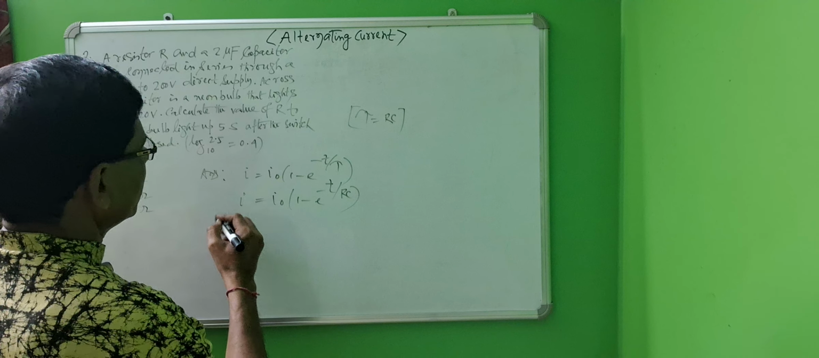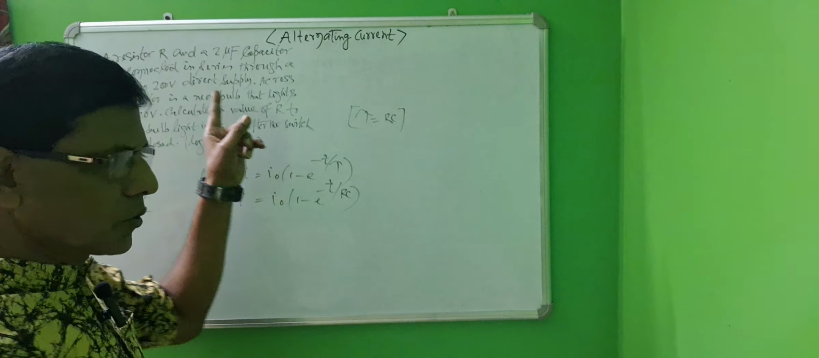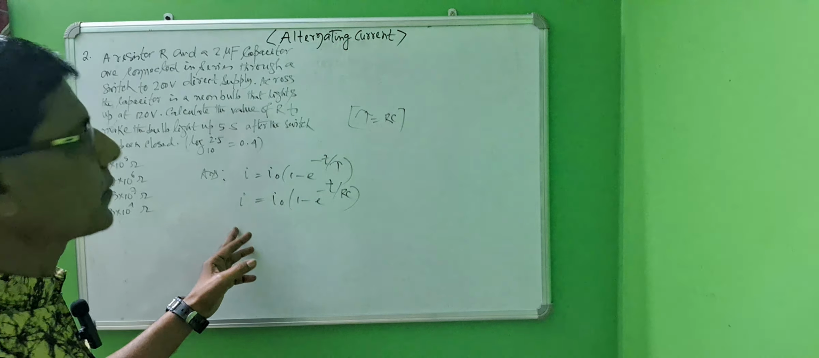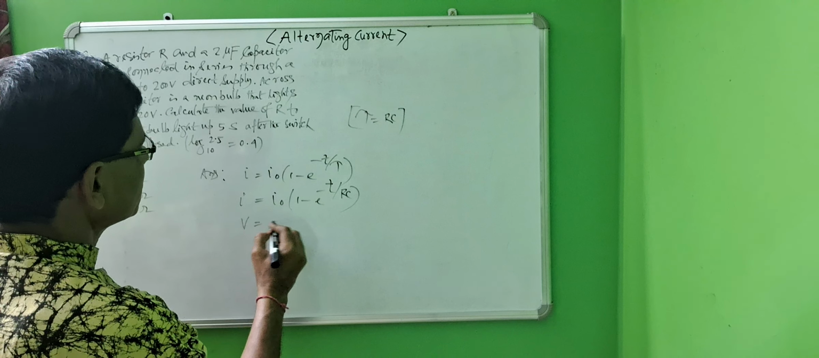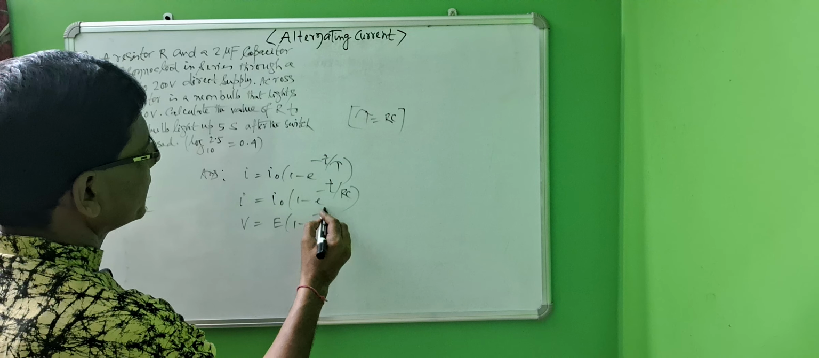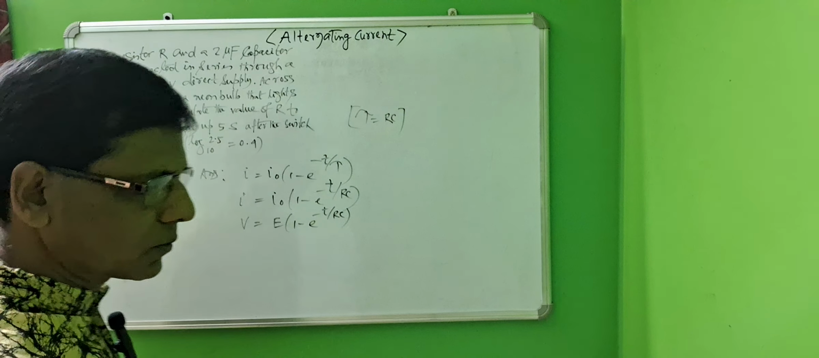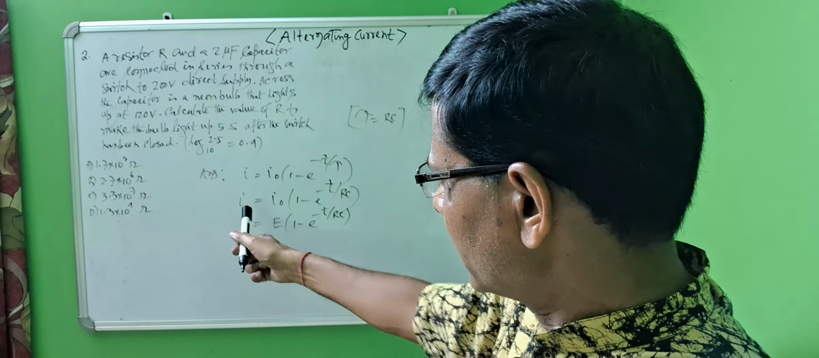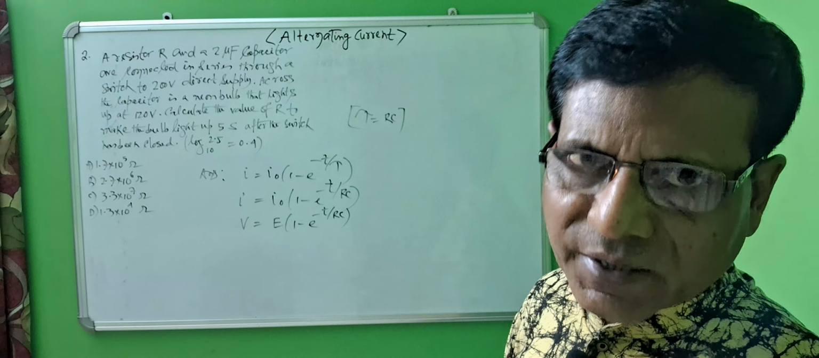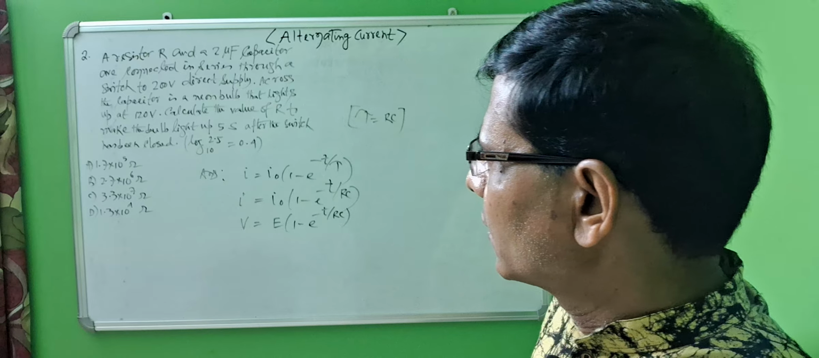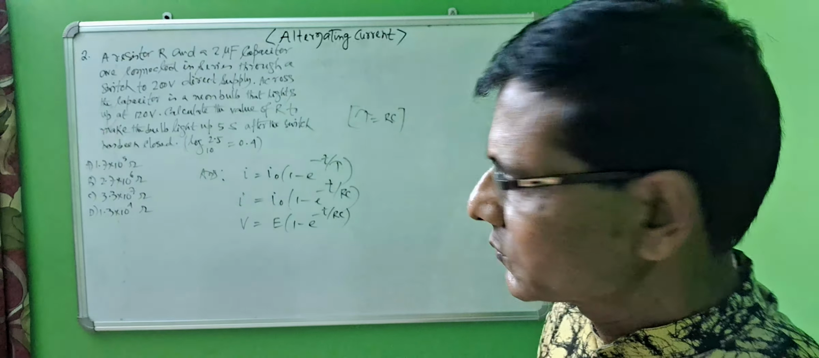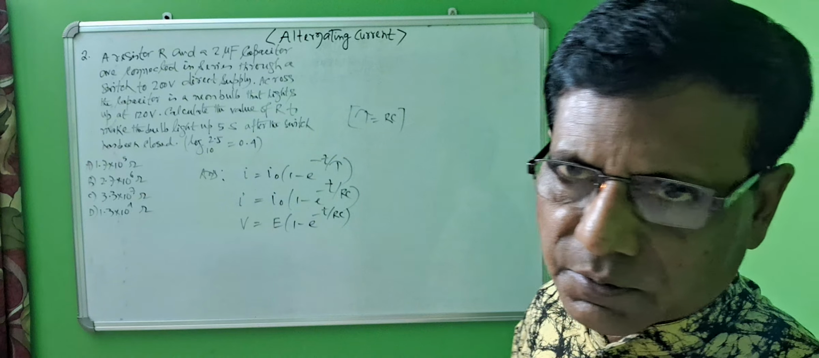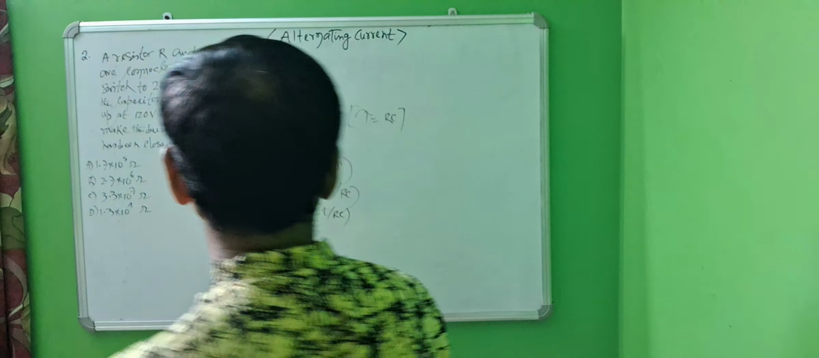Here, there is no statement about current, there is a statement about voltage. So V equals E into 1 minus e to the power minus t upon RC. Why does this take place? Because when both ends are multiplied by the resistance, we get V. Similarly, when both ends are multiplied by the resistance of the capacitor, we can write this.